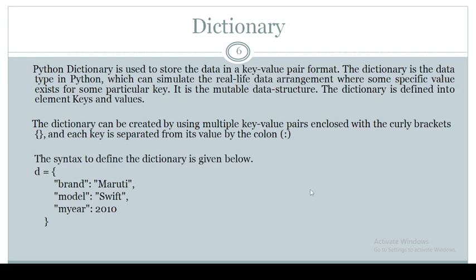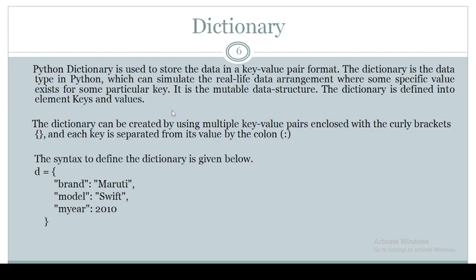The dictionary is the data type in Python which can simulate real life data arrangement, where some specific value exists for some particular key. So to store real life information, real life data, we can use a dictionary because it has two parts, one is key, one is value. It is a mutable data structure. The dictionary is defined with element keys and values.